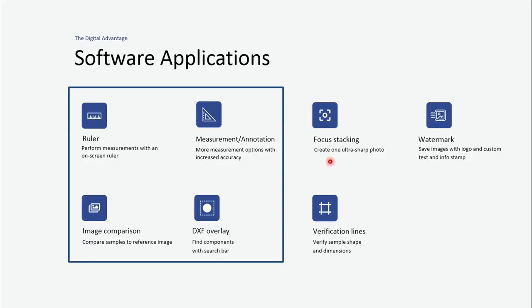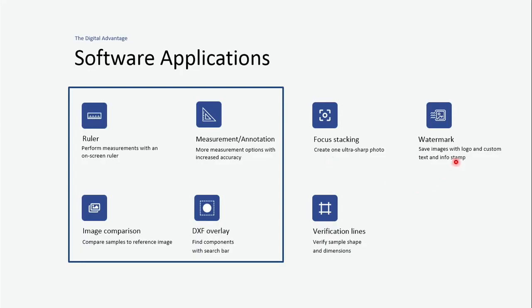We also have an application called focus stacking, and what that does is it takes an image. If you have an image where you have items on there of various heights, and due to the depth of field of the system, you may have some of the items in focus and some out of focus. So with focus stacking, what we can do is take a stack of separate images at different focal points and then create one perfectly in focus image.